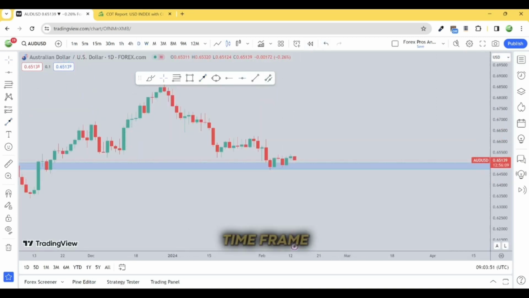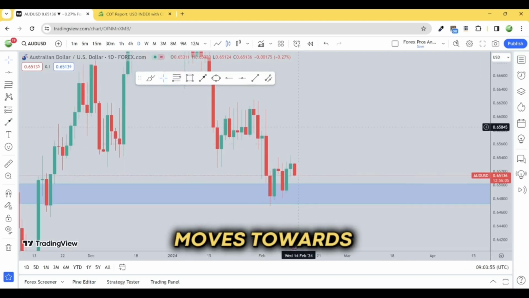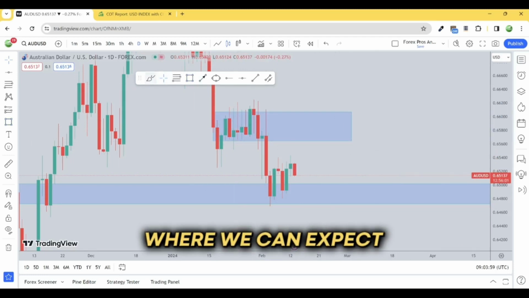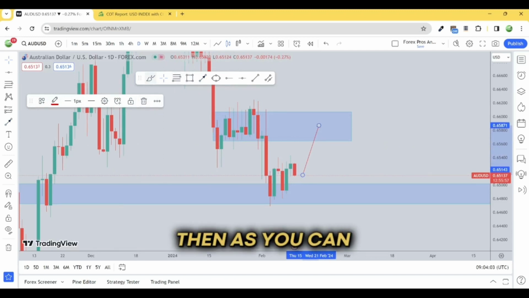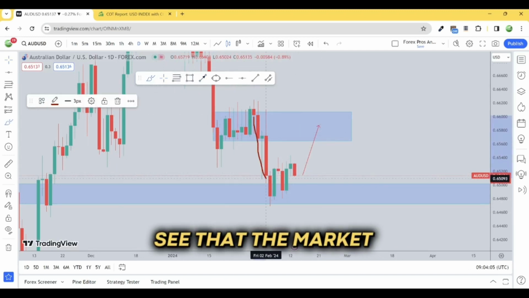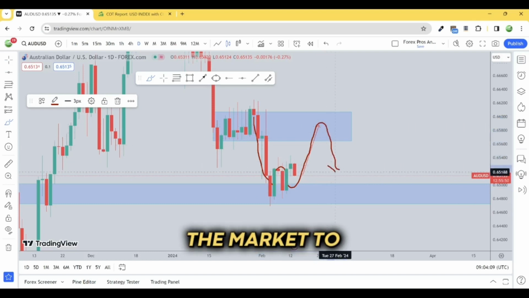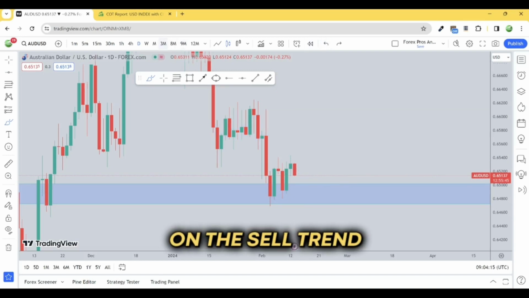On the daily time frame, there is a scenario where if the market moves towards the upside, like we discussed, this will be the area where we can expect the market to go towards the upside. If the market goes towards the upside, then as you can see, the market will be making a W pattern, and after the W pattern, we expect the market to make a retracement to the bottom neckline. So for a few days, the AUDUSD will be on the sell trend.